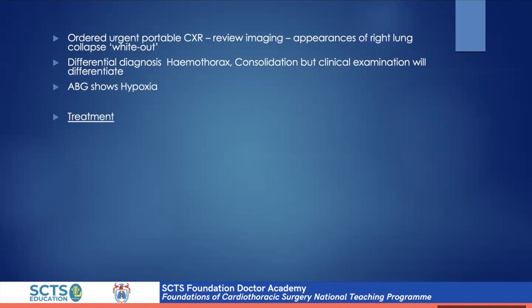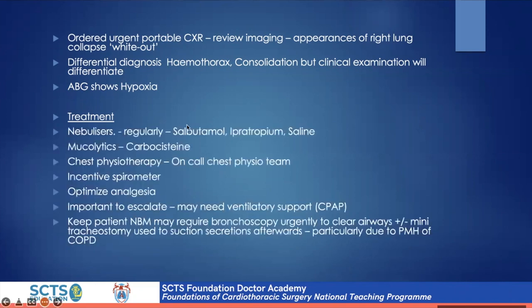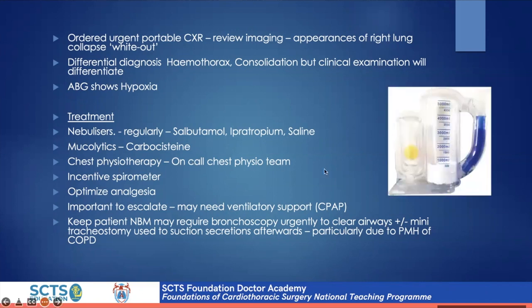Anything else that we can make sure that he has written up for him and treatment-wise before we get ready for his bronch? Can give the usual nebulizers and things, carbocysteines. Yeah, brilliant. So we've got all the nebulizers: salbutamol, ipratropium, and saline nebulizers for clearance, mucolytics, carbocysteine regularly. Chest physiotherapy, as I said, we can call the on-call chest physio team, they're very helpful. Making sure the patient's been using an incentive spirometer. I've got a picture of just what one of those looks like here, essentially to help inflate the lungs. Optimize the patient's analgesia, that's really important as well, making sure the patient isn't in too much pain, that he's able to cough and also clear his chest.